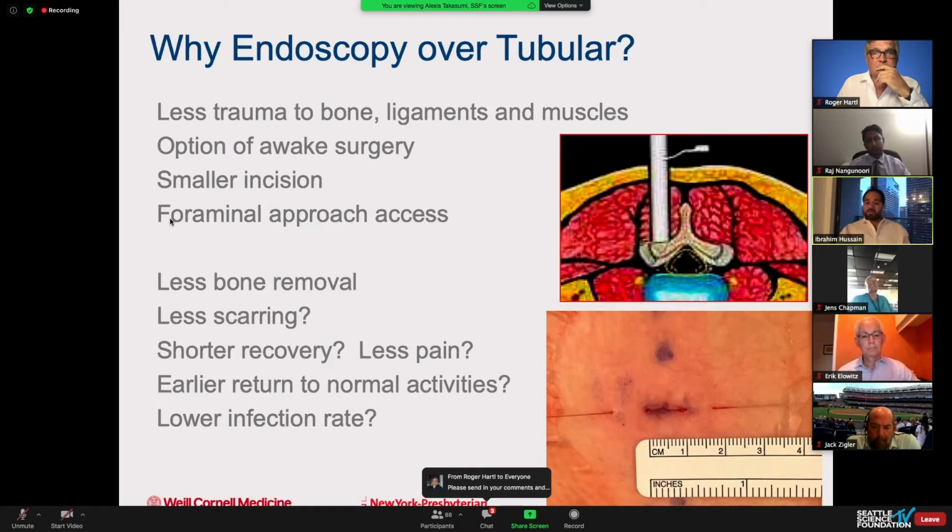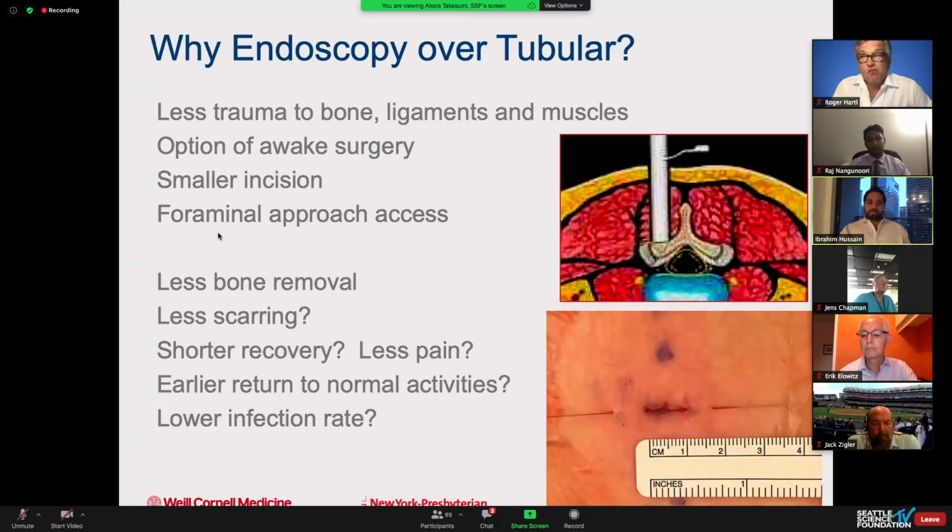You do have the option of awake surgery in patients who may not be candidates for general anesthesia. You can do it through a smaller incision for whatever that's worth for a subset of patients. And I think one of the biggest advantages is really that you can have a foraminal approach for different pathologies that may circumvent the need, for example, for a fusion operation.